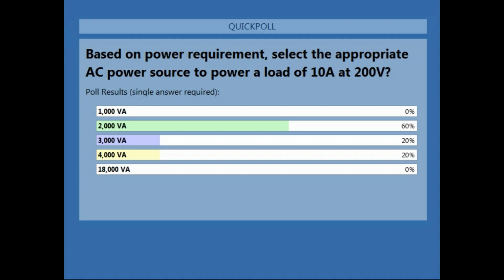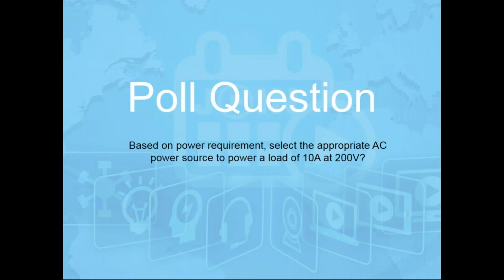Hi, Bashan. The results are in. Okay, so based on power requirement, select the appropriate AC power source to power a load of 10 amps at 200 volts. 0% said 1,000, 60% said 2,000, 20% said 3,000, 20% said 4,000, and nobody said 18,000. All right, thanks everyone for submitting the poll questions.